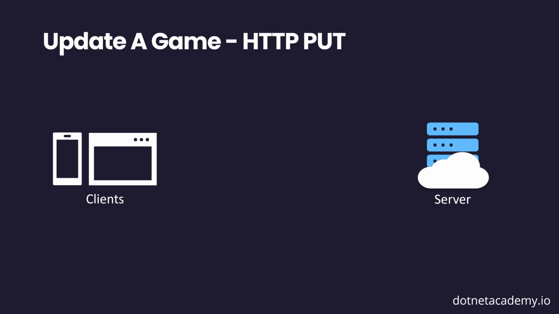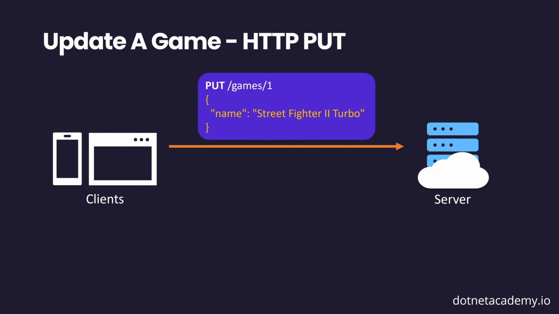To update an existing game, the client sends a PUT request with the same resource URI as the one to get a game, but this time it includes the resource state, just like in the POST scenario. The server will completely replace the state of the game associated with the specified identifier with the new state, and will typically respond only with a 204 No Content status code.